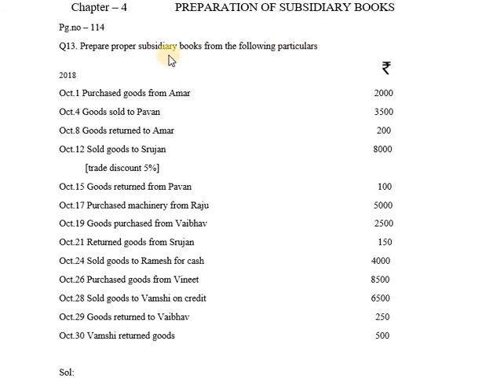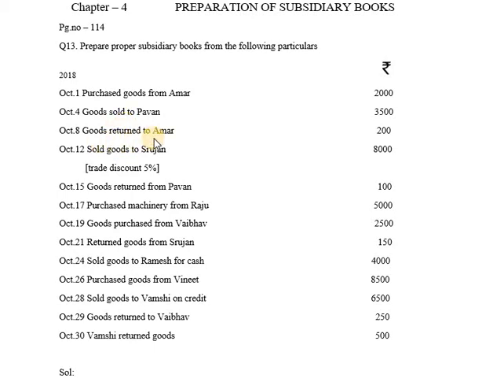So again, you need to read the transaction and identify whether you need to prepare purchases book, purchases returns book, sales book or sales returns book. So just have a look. First, purchase goods from Amar. It is a transaction of purchases, so we need to prepare purchases book. Next, goods sold to Pawan. Here it is a transaction of sales, so we need to prepare sales book as well.